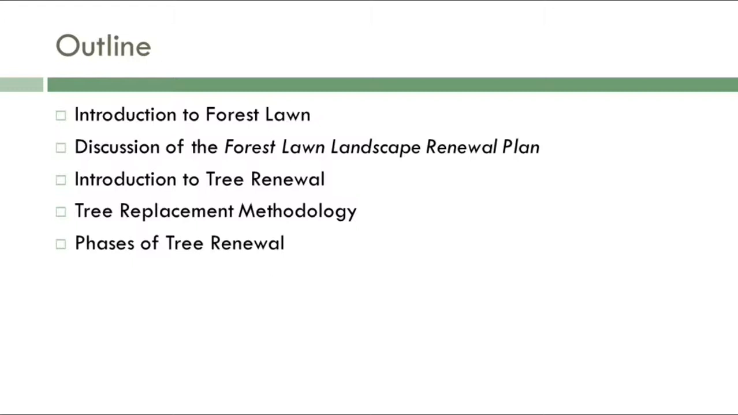So I would like to talk briefly about Forest Lawn, its history in the region and in the nation, specifically about the plan, how we came to this point in our history at Forest Lawn, and then really cover: what is tree renewal? What does that mean? And what's the tree replacement methodology we're using? And hopefully even briefly talk about the phase of the project that we're taking, which I find is equally important to the methodology. Once you have a great plan, how are you going to put it to use?